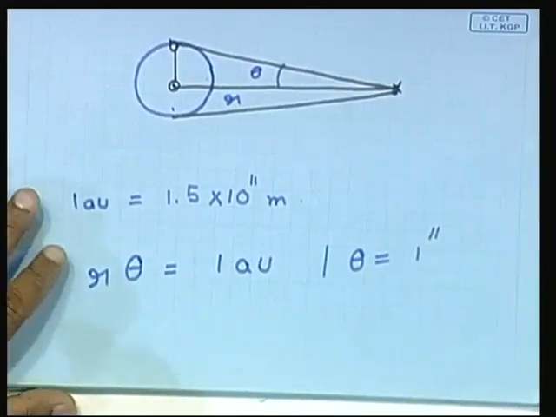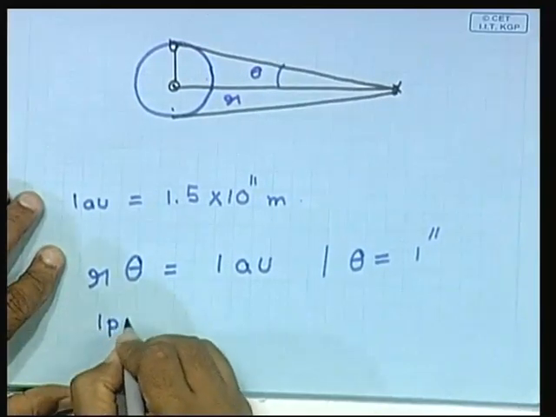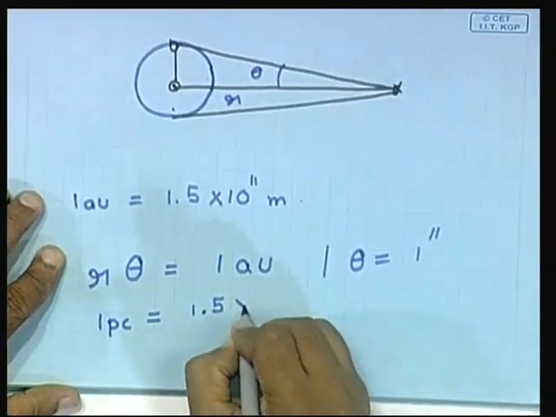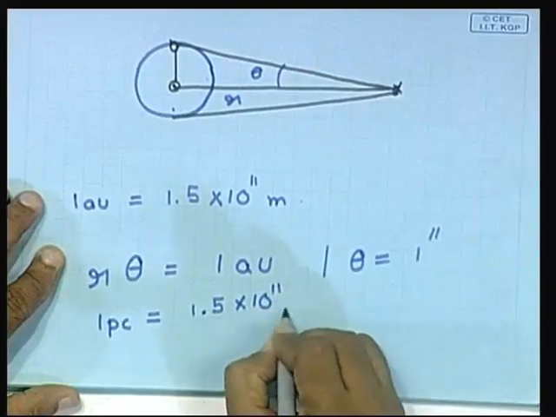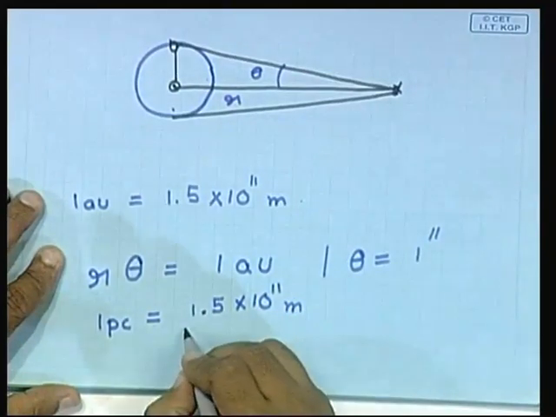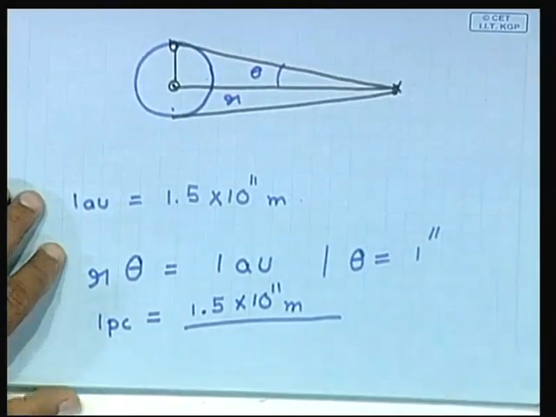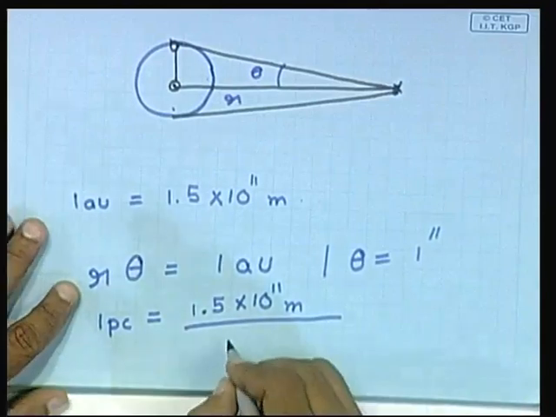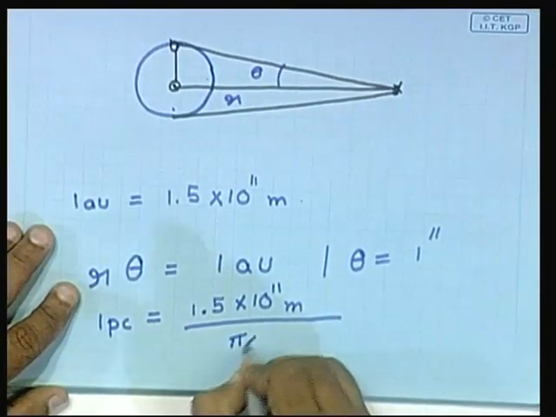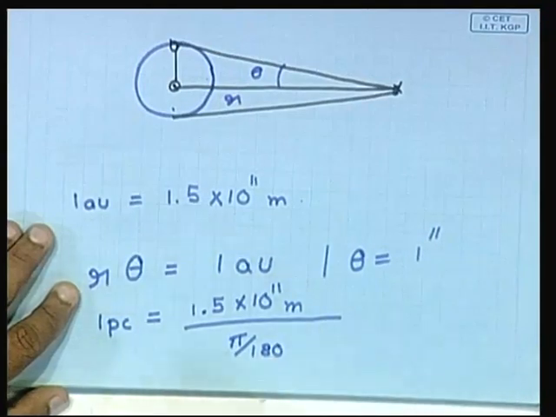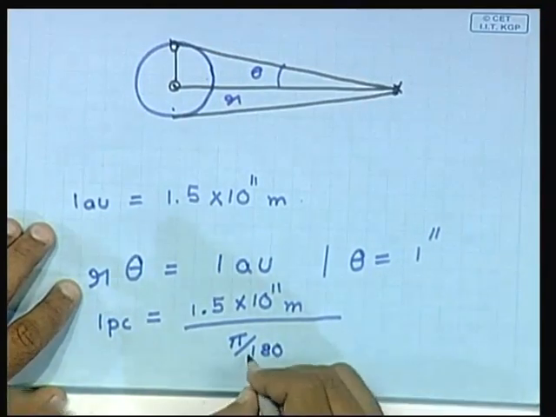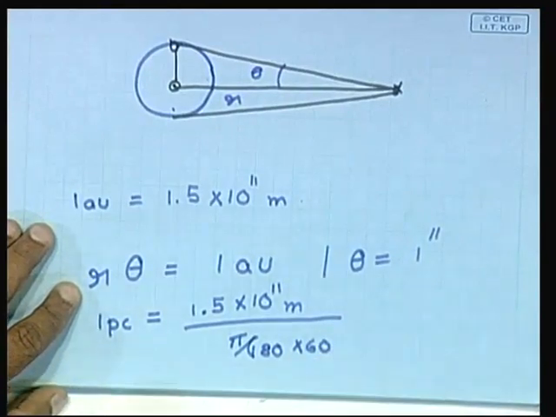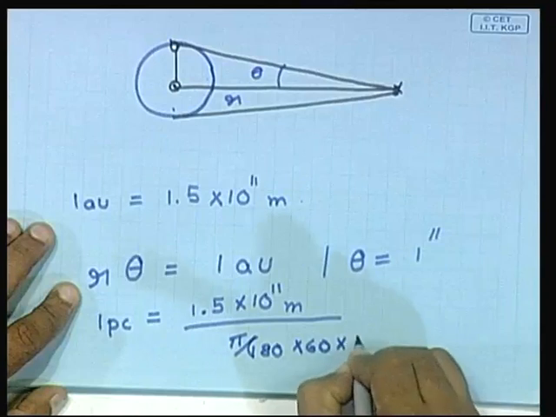So let us determine the value of 1 parsec. So 1 parsec is 1.5 into 10 to the power 11 meters divided by the 1 arc second in radians. 1 degree in radians is pi by 180. 1/60th of a degree is 1 arc minute, and 1/60th of an arc minute is 1 arc second.